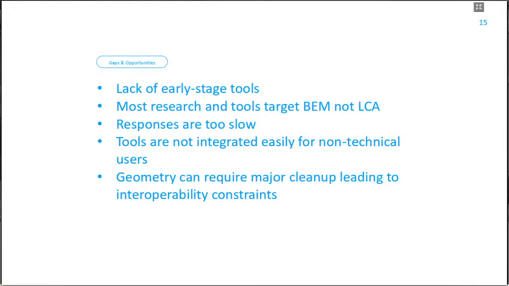So these tools are not often integrated easily for non-technical users. It's a different skill set and often requires a sustainability consultant to use many of these tools. So as such, this provides another opportunity for researchers to explore. And again, because of the interoperability issues and because consultants have to remodel based off floor plans to get these tools to work, there may often be geometry cleanup when moving between tools. And yes, these are all of the key gaps and opportunities which I've identified, and that's it.